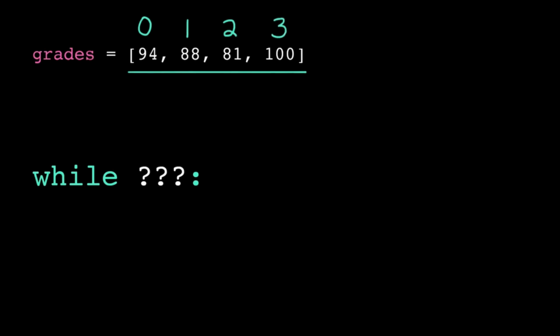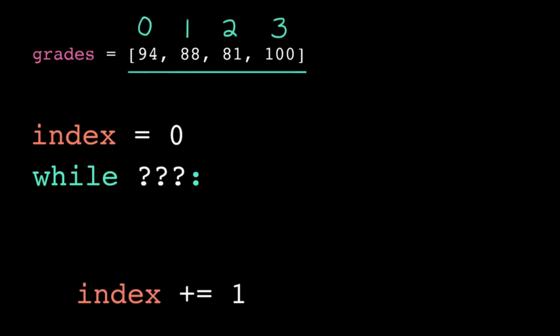Indices start at 0, so let's initialize our loop variable to 0. And on each iteration, we'll increment the index by 1. A quick reminder on our plus equals syntax shortcut for self-referencing assignment statements. This is equivalent to index equals index plus 1. Okay, but when do we stop? Well, when we get to the end of the list.